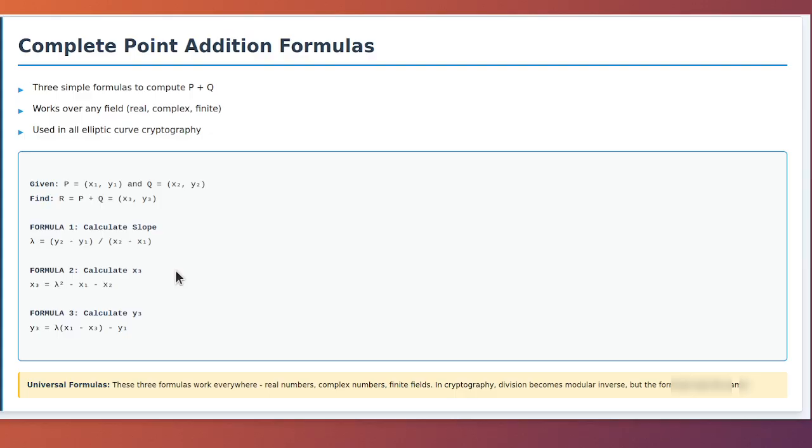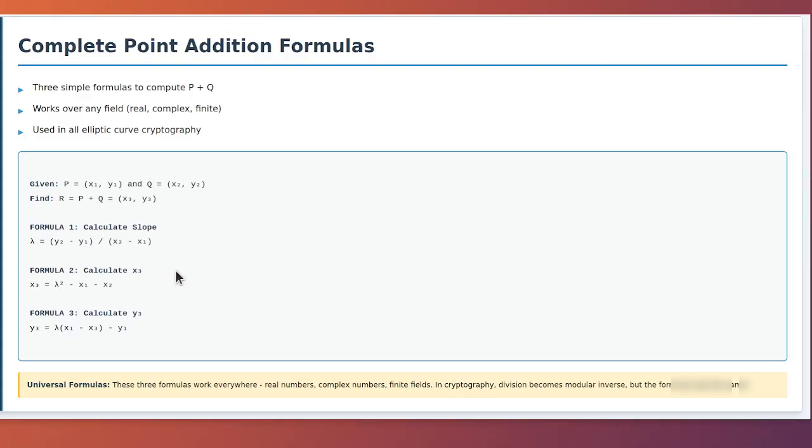Second, we calculate the x-coordinate of the result. x3 equals lambda squared minus x1 minus x2. This comes from Vieta's formulas applied to the cubic equation we get from the line curve intersection. We square the slope and subtract both original x-coordinates. Third, we calculate the y-coordinate. y3 equals lambda times open parenthesis x1 minus x3 close parenthesis minus y1. This comes from the line equation combined with reflection over the x-axis.